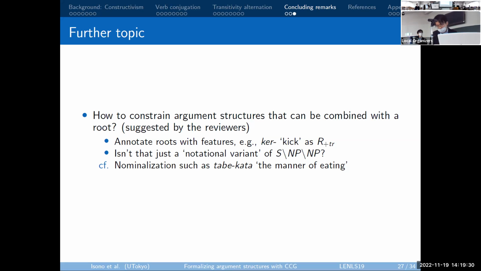Maybe. But one possible pathway to the answer to this question may involve the analysis of nominalization, for example, tabekata, manner of eating, because kata seems to attach to verb stems of any argument structure.